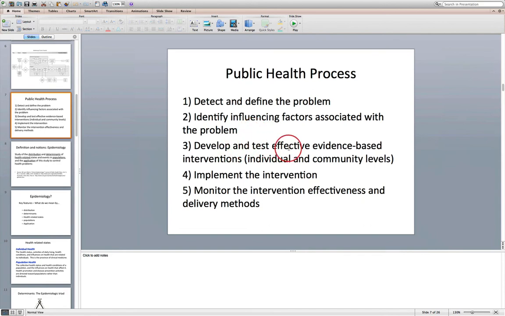Developing and testing evidence-based interventions at the individual and the community level, implementing the intervention and monitoring the intervention's effectiveness and delivery methods. And this cyclical process is important to the conduct of epidemiology and public health, and we'll see many times how it plays out in different cases.